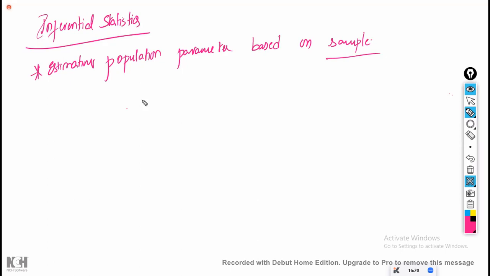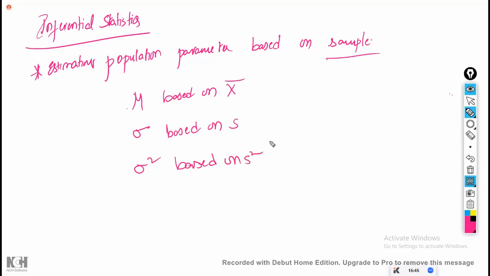For example, if you want to estimate the mu, you are going to estimate it based on the X bar, right? You are going to estimate the population standard deviation sigma based on the sample standard deviation. If you are working on the variance, that means sigma square based on the S square.